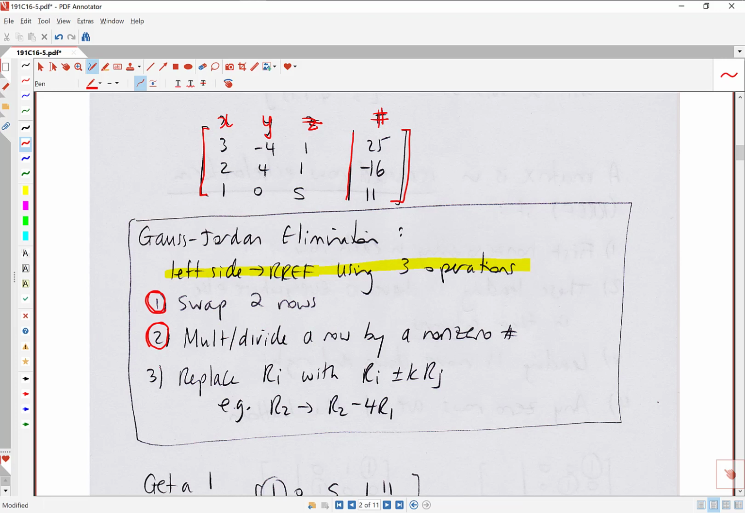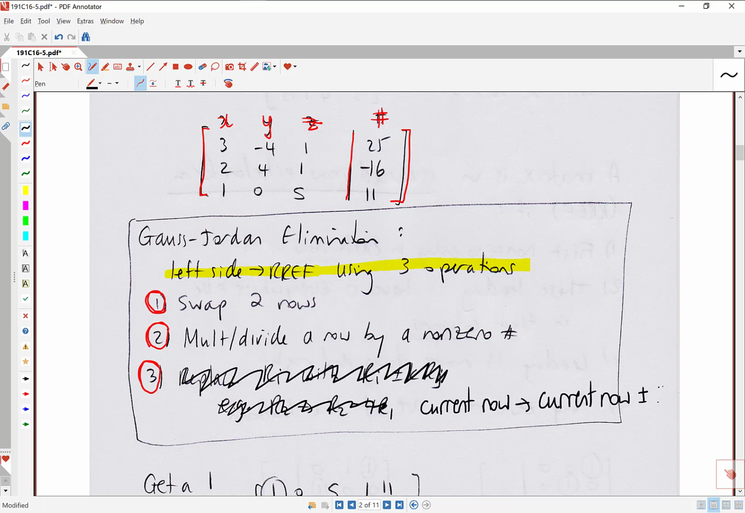And then the third type of operation is the one we use when we're trying to create a 0. I'm just going to write this one a little differently than it is written in the notes, to make it a little more intuitive. Take your current row, and you can replace it with your current row plus or minus some number times your pivot row. I'm going to write this more specifically: current row becomes current row minus some number times the pivot row. And this number is just whatever number you're trying to eliminate.